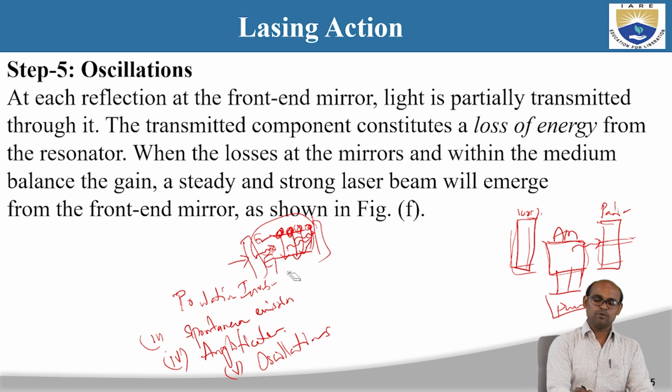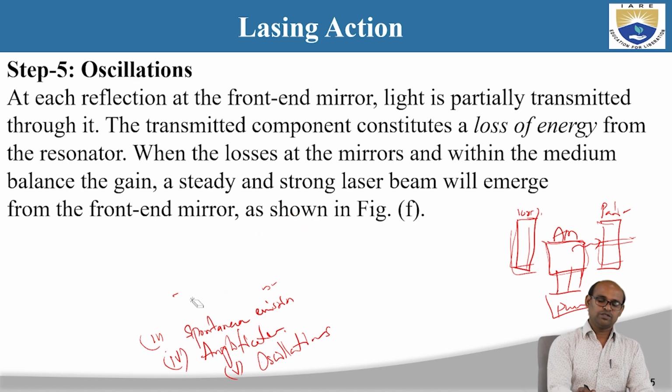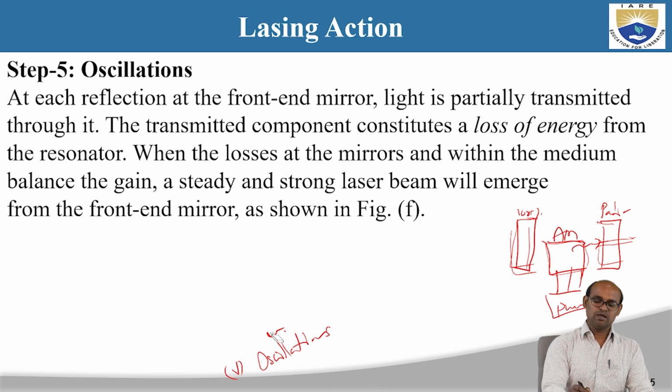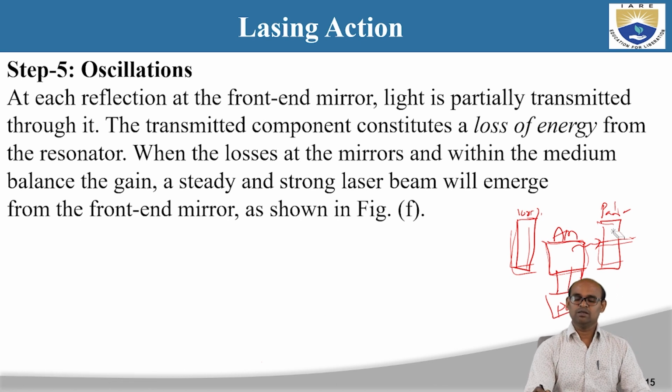So this total process is called lasing action. To achieve this lasing action, we need an optical resonator that is connected to a pump. And an optical resonator is nothing but two mirrors. One of them is a 100% reflecting mirror, and one of them is a partially reflecting mirror. In between these two mirrors, you have an active medium.